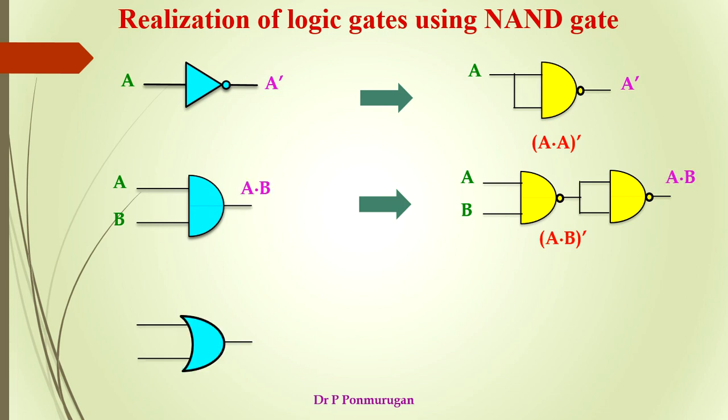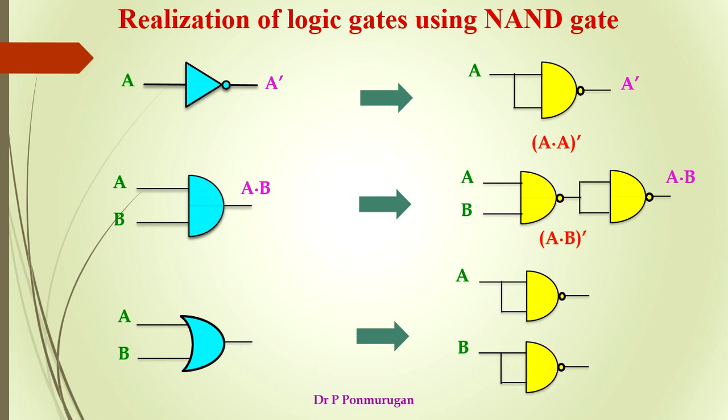and hence the final output will be A dot B. And in case of an OR gate with inputs A and B, it can be realized using NAND gates: for the input A a NAND gate has to be used, and for B also a separate NAND gate, with the same input given twice, and the outputs of the NAND gates which are fed with A and B have to be given to another NAND gate, and its output will give the final output as A plus B. Right? This is how we realize the basic logic gates using NAND gate.